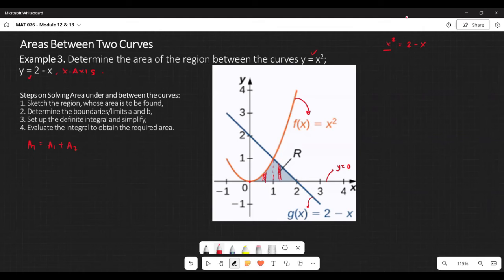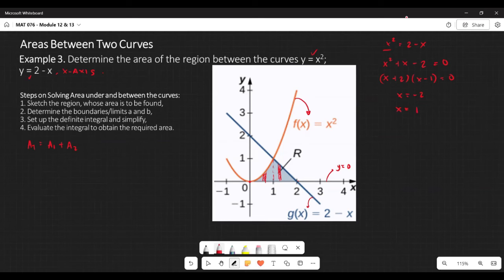So solving simultaneously, lilipat ko sa kabila yung x, magiging positive x. Magiging negative 2 naman yung 2 from the right side. So by factorization, we will have x plus 2 times x minus 1 equals 0. Therefore, the values of our x sa portion ng intersection ng ating given function is x is equal to negative 2 and x equal to positive 1. So dyan sila mag-intersect na x value.